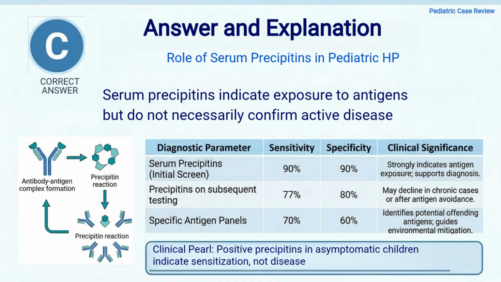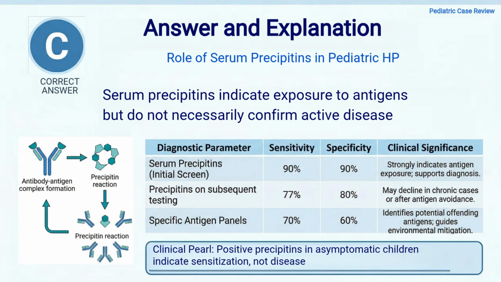The correct answer is option B. They indicate previous or ongoing exposure to specific antigens and support the diagnosis. Serum precipitants indicate exposure to antigens but do not necessarily confirm active disease. On initial screening, serum precipitants have a sensitivity of 90% and specificity of 90%. They strongly indicate antigen exposure and support the diagnosis.